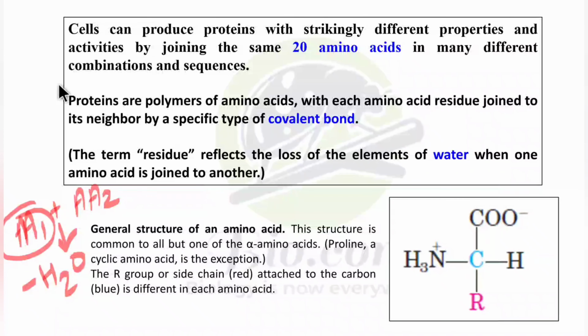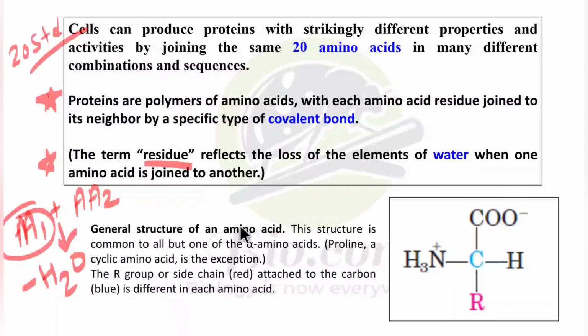So you have to remember the covalent linkage, this covalent linkage or the peptide linkage, and what the term residue means. Residue refers to the amino acid when it is linked with another amino acid by the removal of a water molecule. So this is one important point. And apart from that, we have 20 standard amino acids.